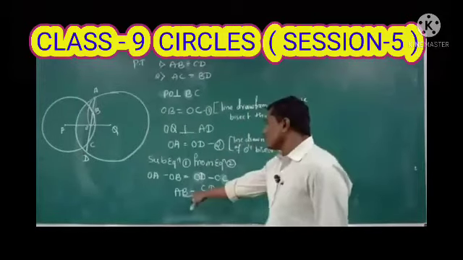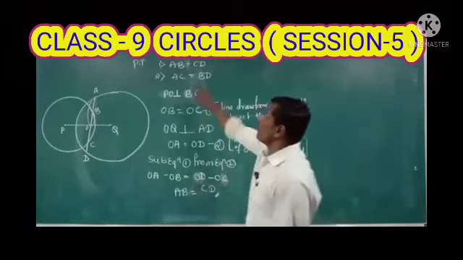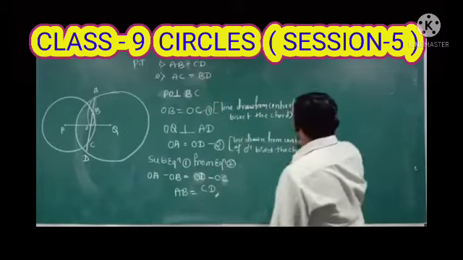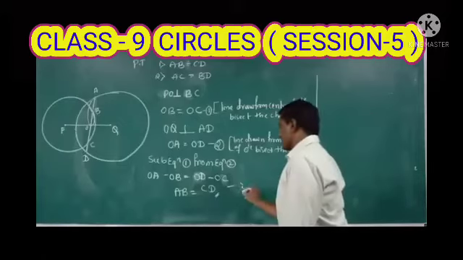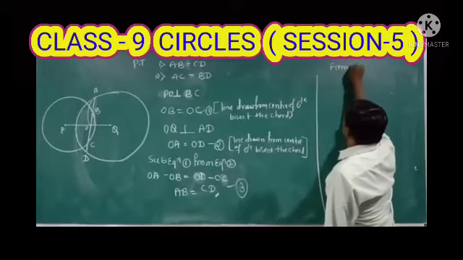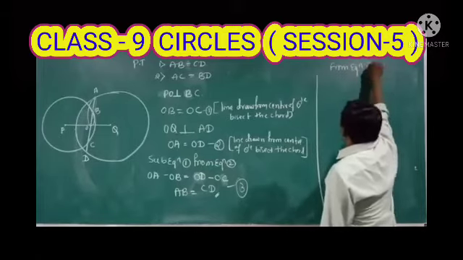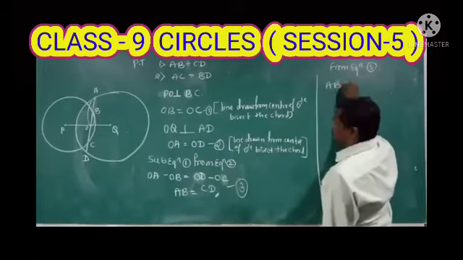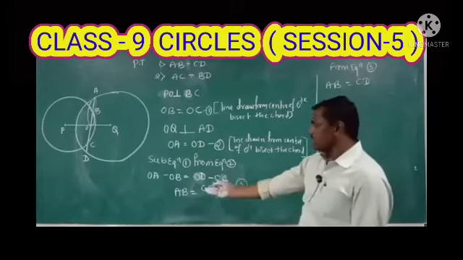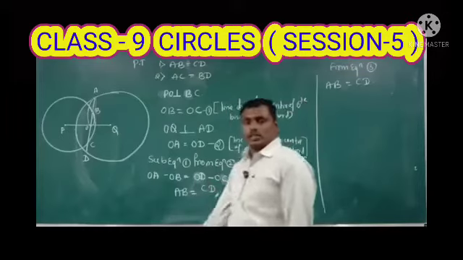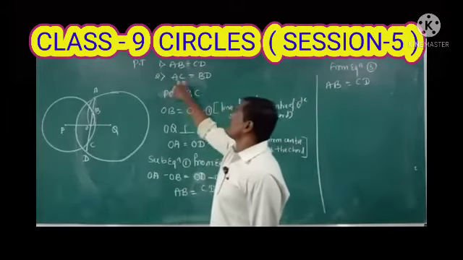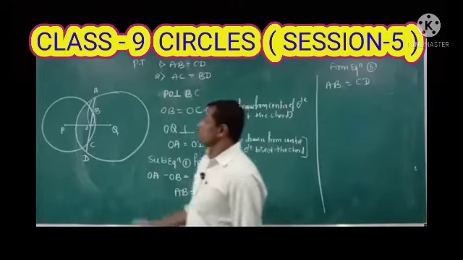Once we prove that AB is equal to CD, what do we need to prove next? AC is equal to BD. So consider this equation as 3. From equation 3, AB is equal to CD, right? We already proved that AB is equal to CD. So now we need to prove that AC is equal to BD.